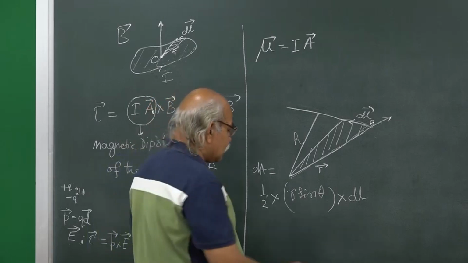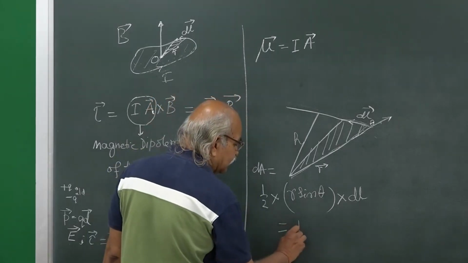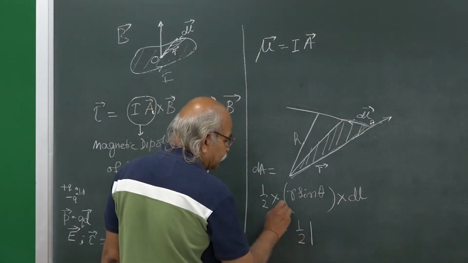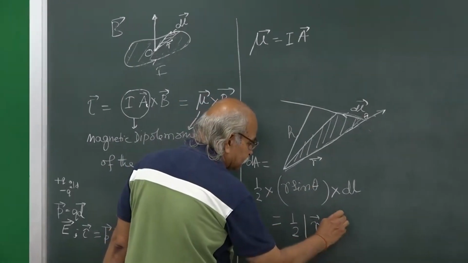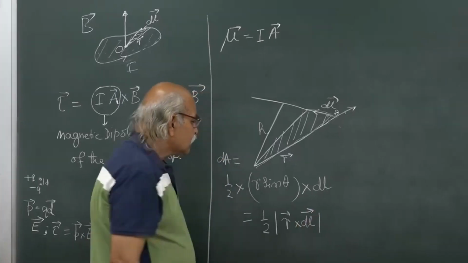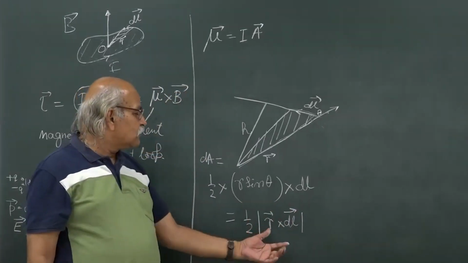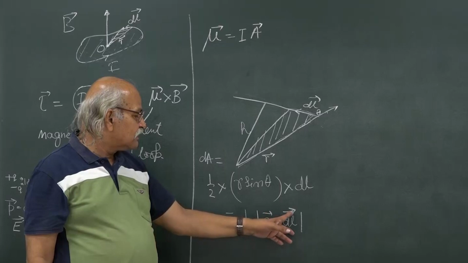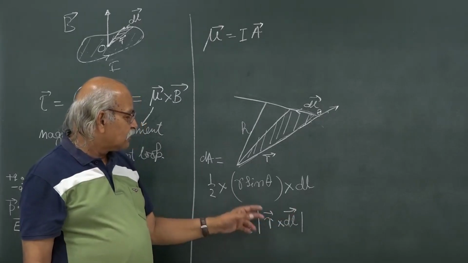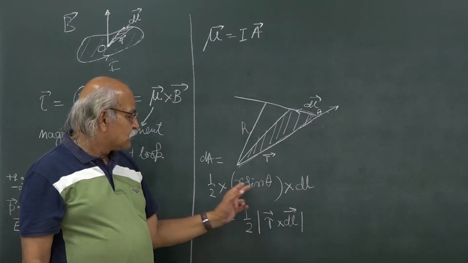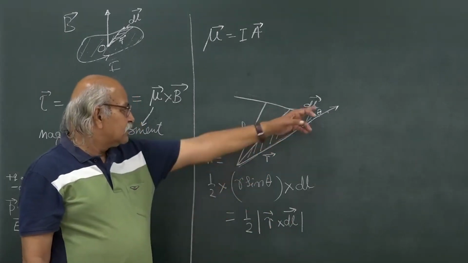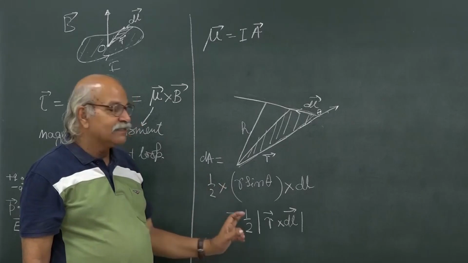Now, this you can write as half, and then this is r vector cross dl vector. Check. That is the definition. The magnitude of r vector cross dl vector is magnitude of r, magnitude of dl into sine of the angle between these two. So, that is this angle theta here. So, this is dA.